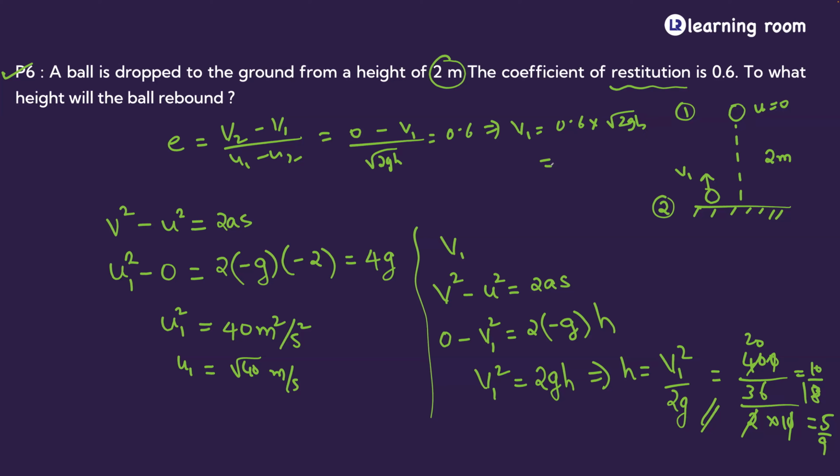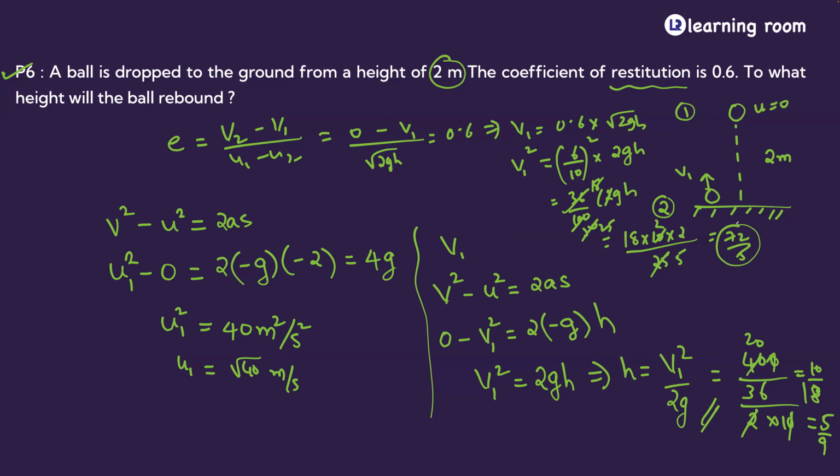0.6 can be written as 6 by 10 into root 2 GH. So when you write V1 square, it will be 6 by 10 the whole square into 2 GH. It will be 36 by 100 into 2 GH. 2 will cancel this 50 times. So 36 will go 18 and this will be 25. So 18 into 10 into 2, the whole divided by 25. This will go 2 times, this will go 5 times. So 4 into 18 is 72, 72 divided by 5. That's what you need to substitute. So 72 by 5.